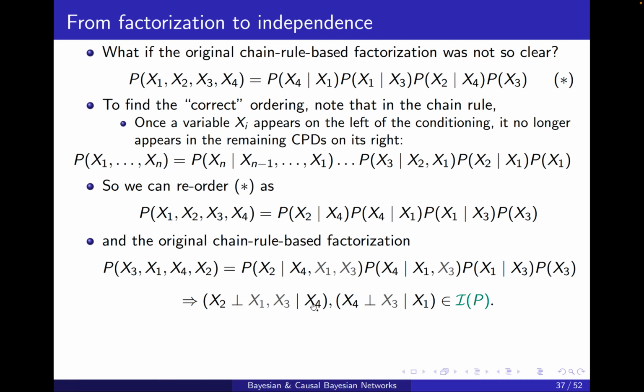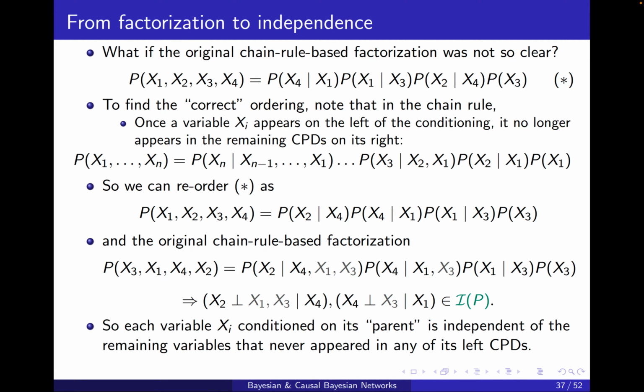Okay? But what did we just see? If we want to summarize, each variable xi, conditioned on its parent in the original factorization, is independent of the remaining variables that never appeared in any of its left CPDs. So x4, conditioned on its parent, becomes independent of x3. But what is x3? Well, x3 is the one that appears on its right, but it never appears on the left in the original factorization.